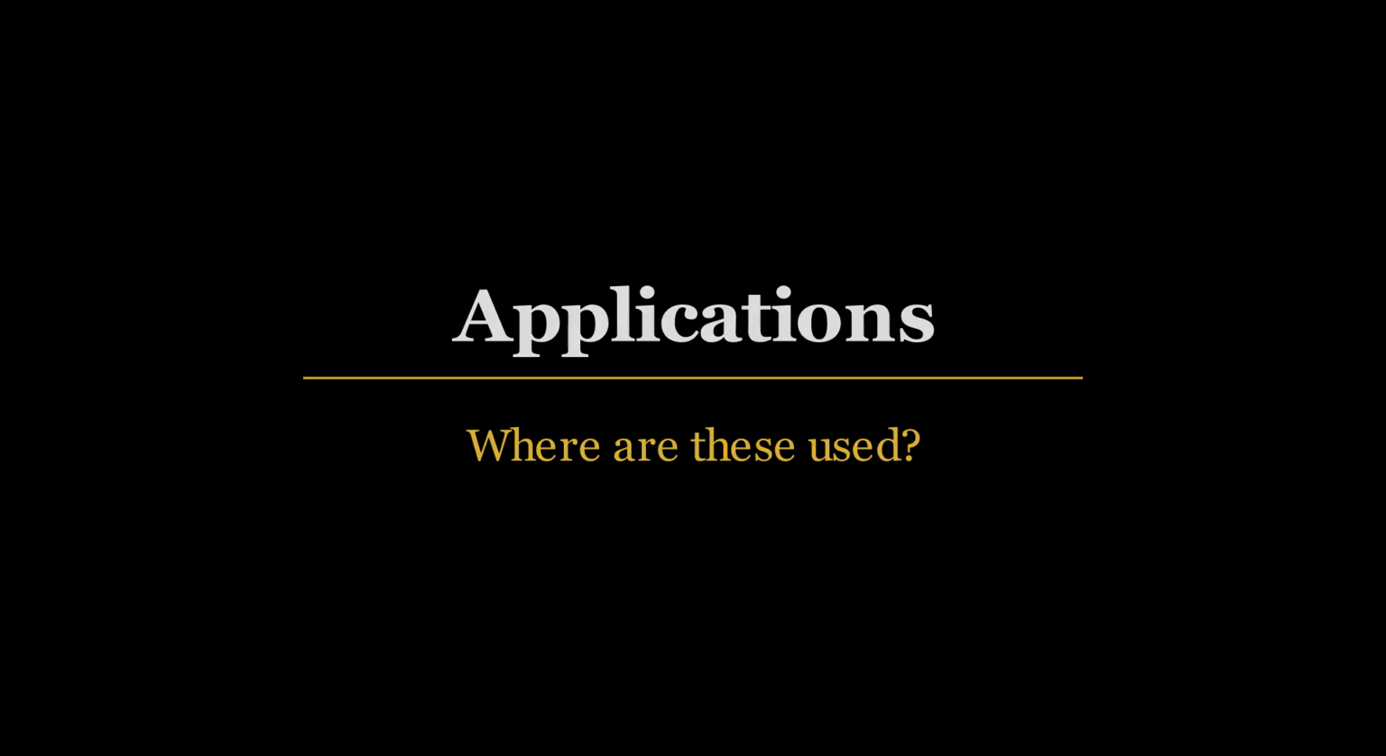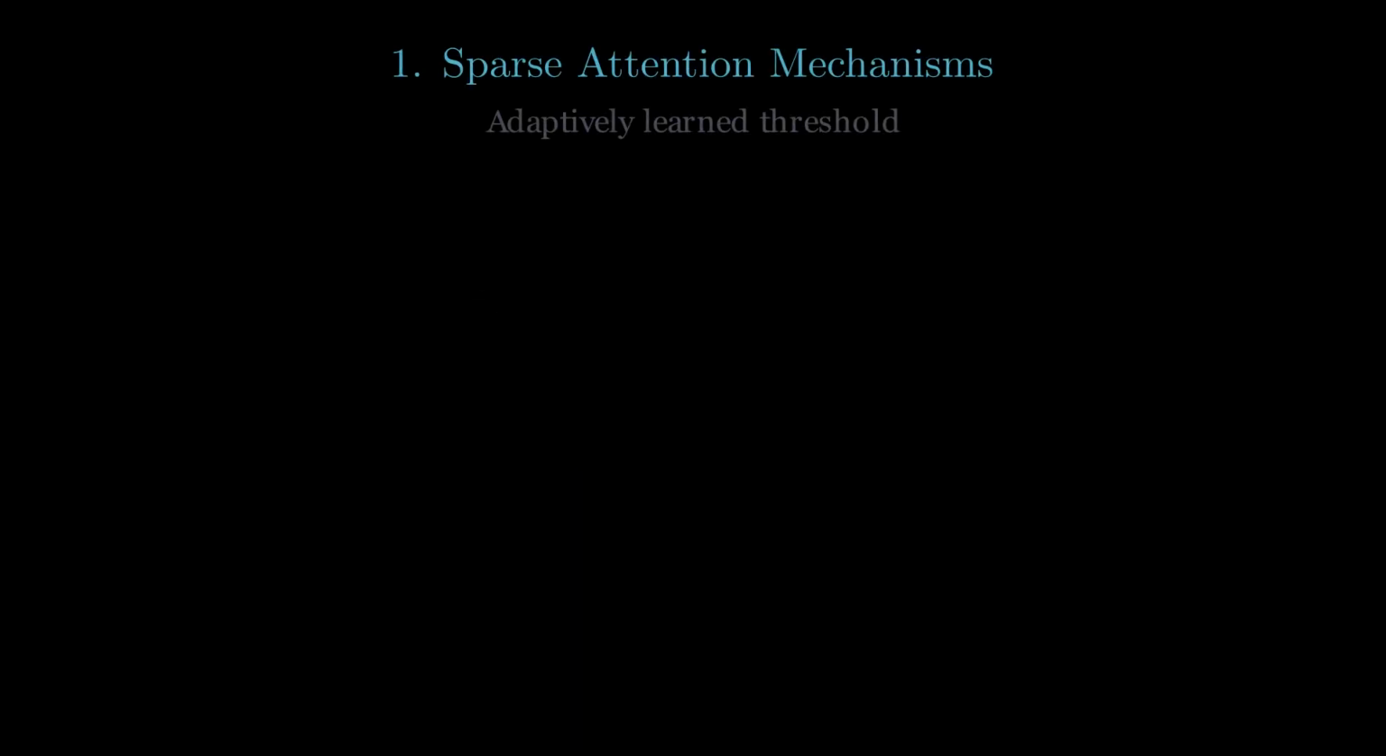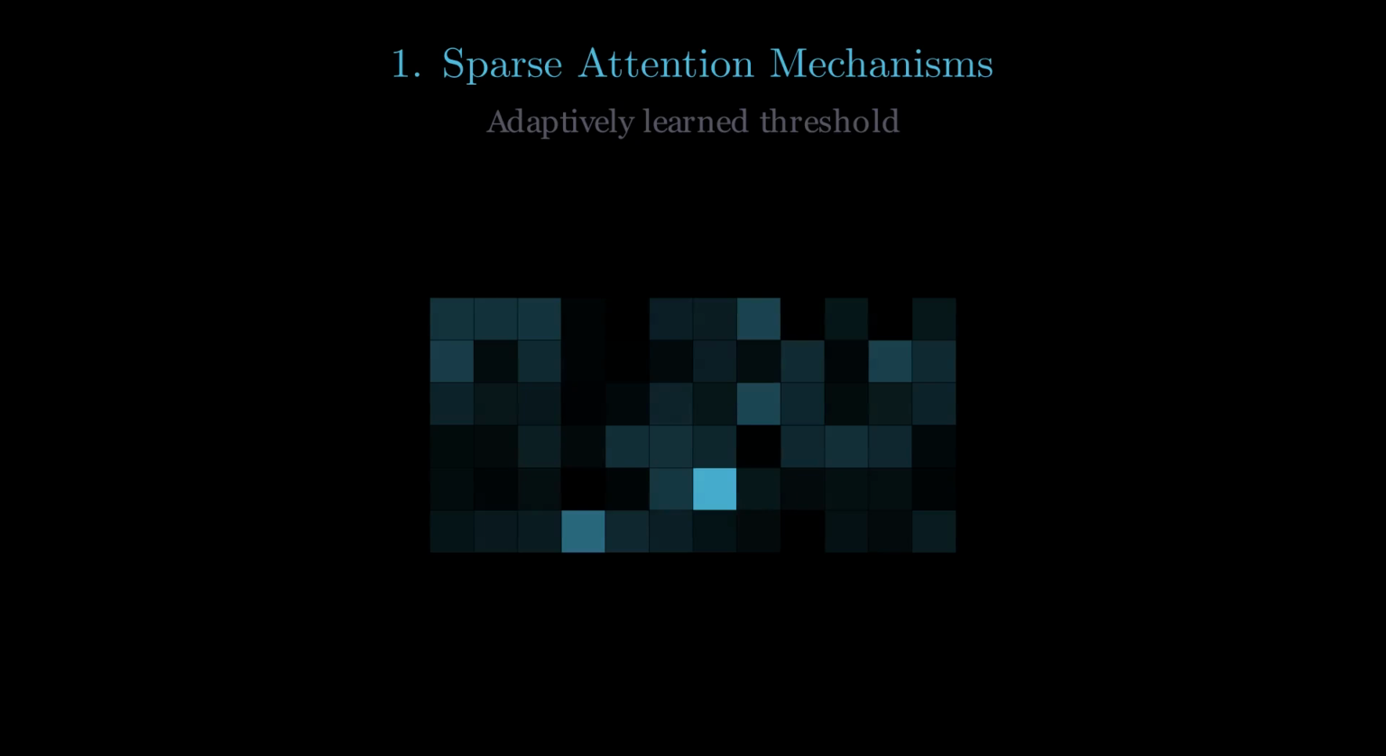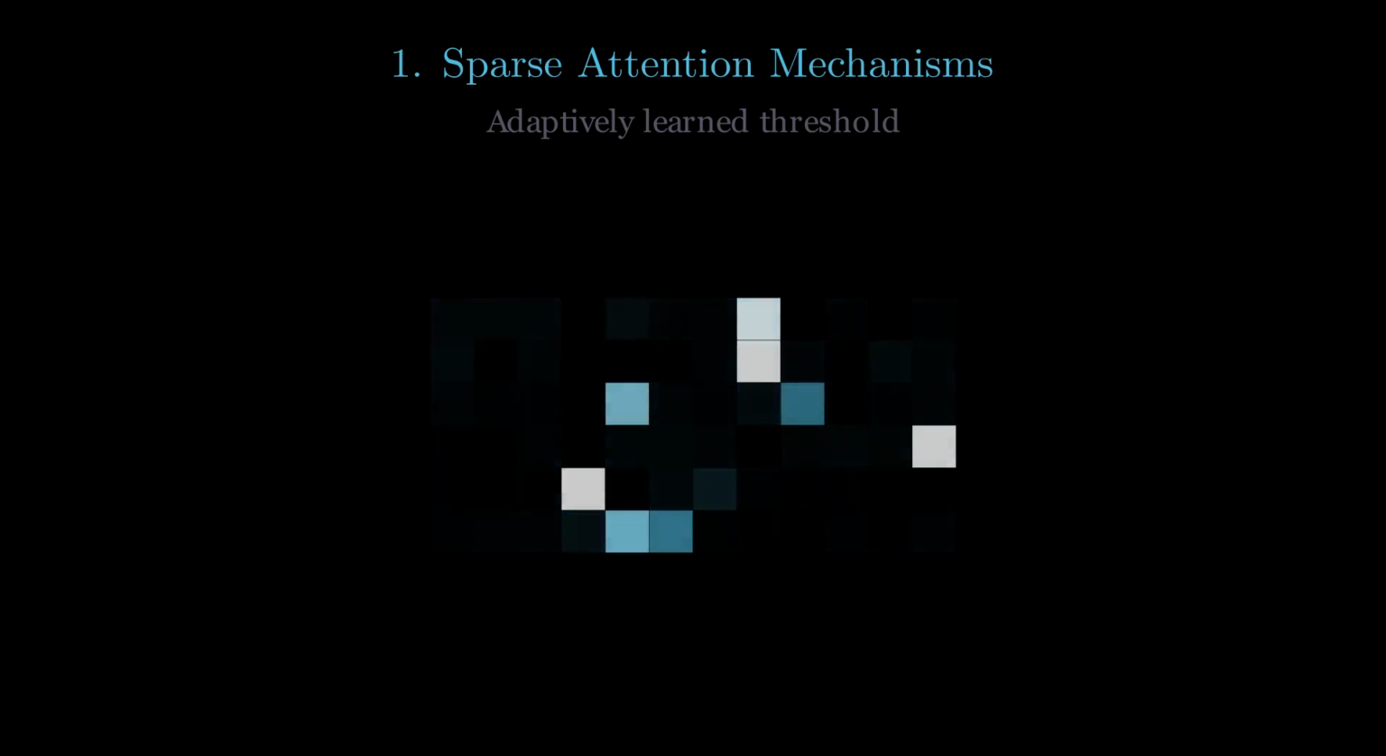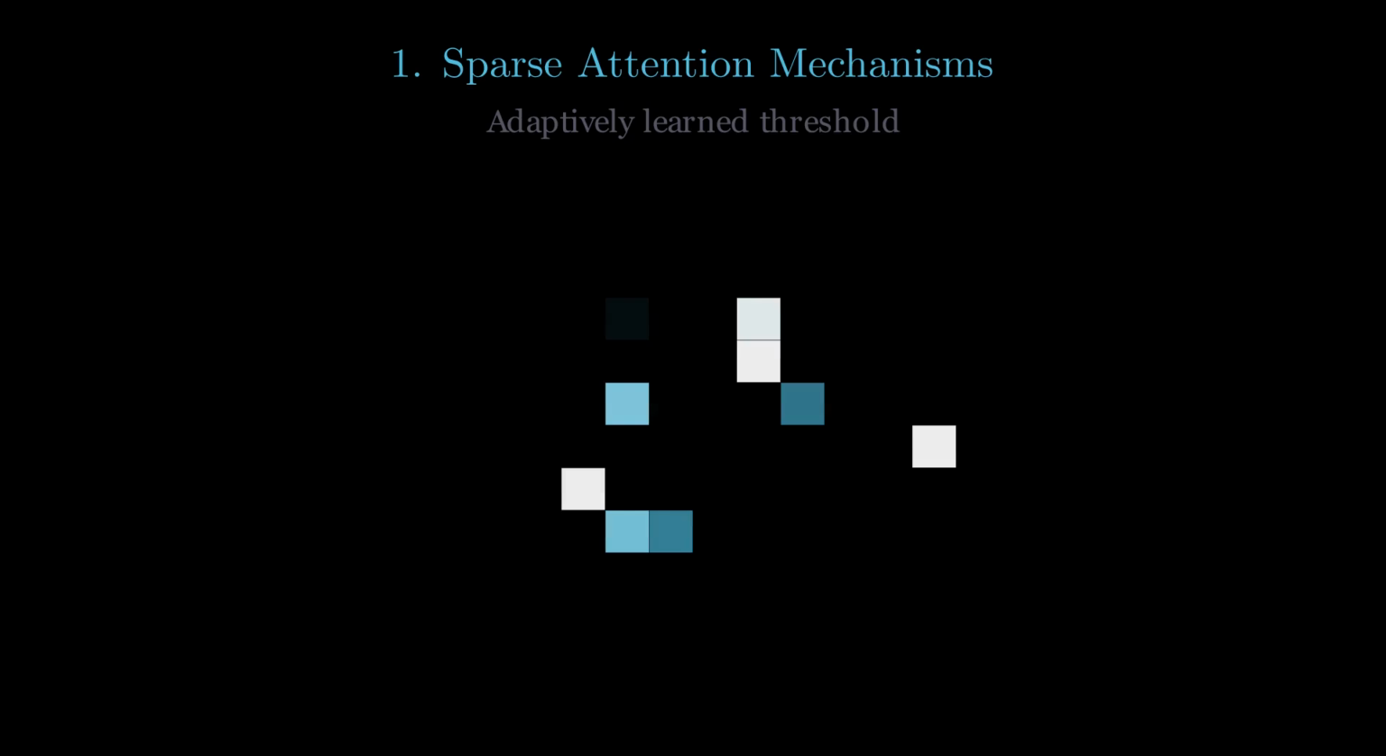So, where do we actually use these sparse transformations? First, sparse attention mechanisms. By replacing softmax with alpha-entmax in a transformer, attention heads can adaptively learn their own sparsity. The attention matrices become clean, improving both computational efficiency and explainability.